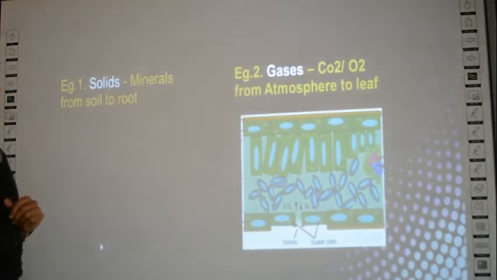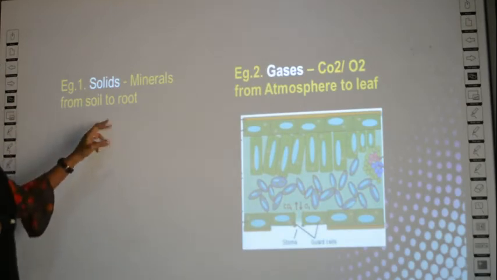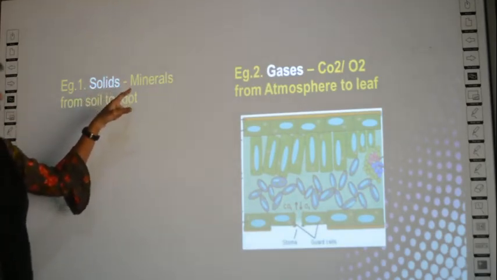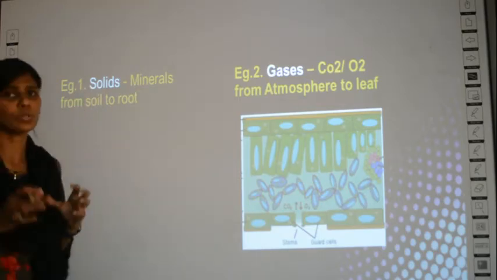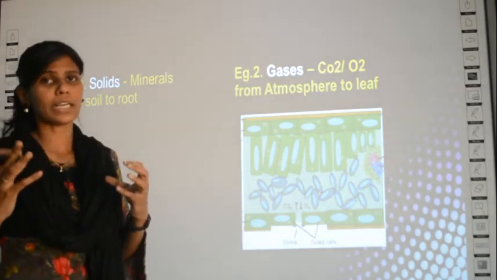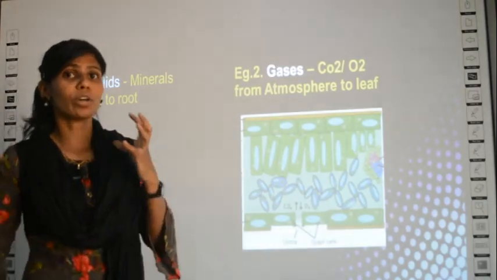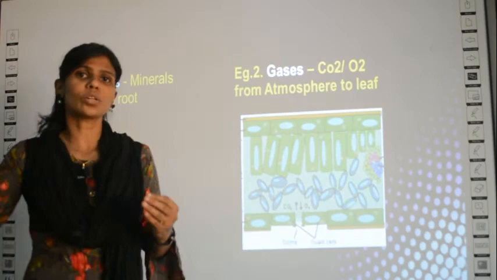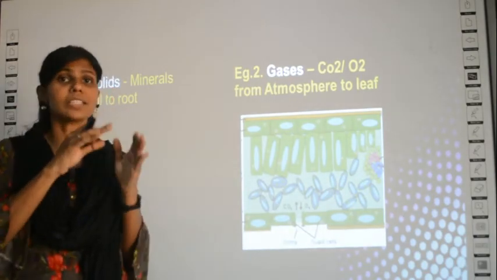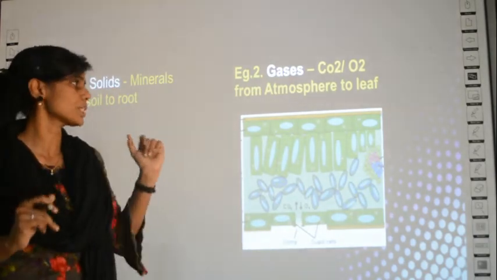How does diffusion happen in plants? There are examples given. Diffusion of solids is for minerals which move from the soil to the root. Suppose soil has solid particles. If the concentration is more in the soil, they move from higher concentration in the soil to lower concentration, that is inside the plant. Okay, this is the first example.